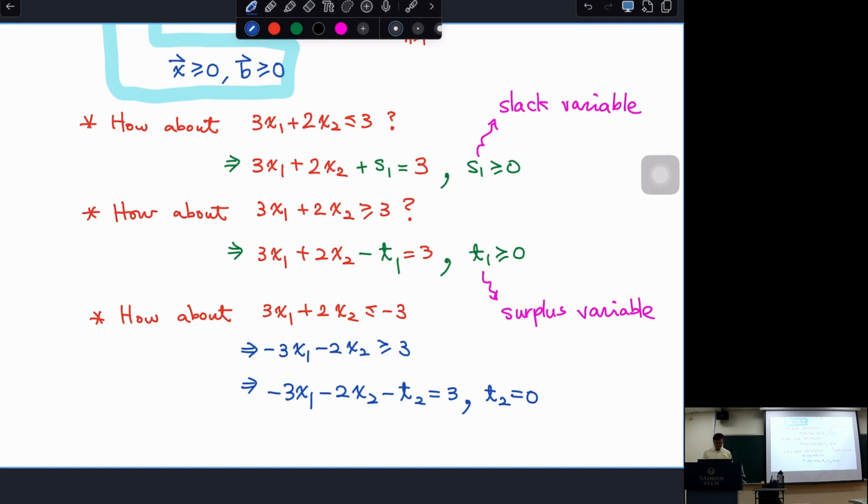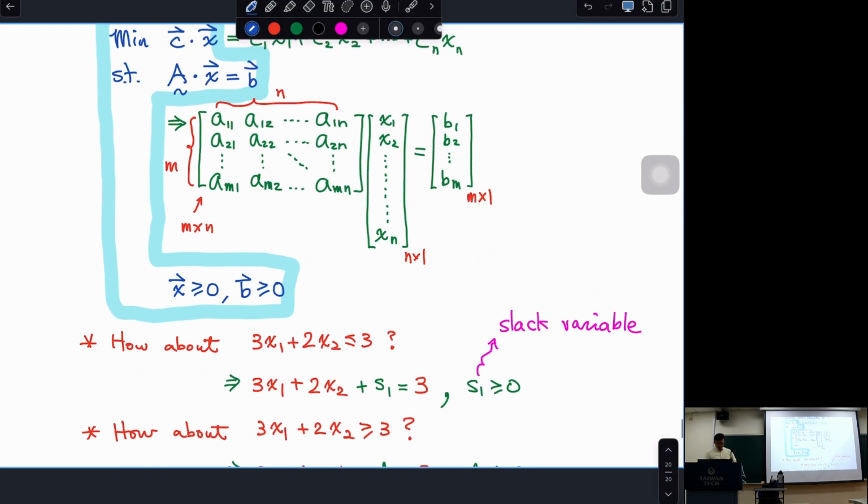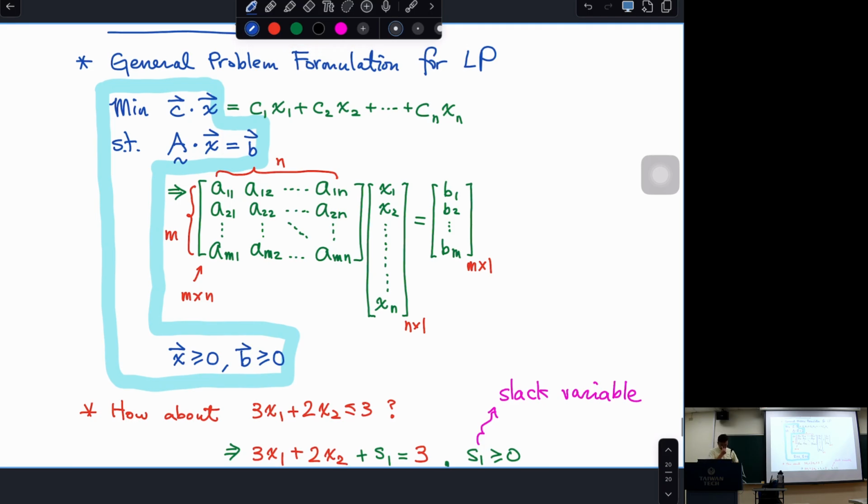So after introducing slack variables and surplus variables, now you understand how you can convert inequality to equality constraints. Now, another thing I would like to talk about is the number of variables and the number of equations. So for linear programming, usually, do we have more equations or more variables? That's something we need to think about.